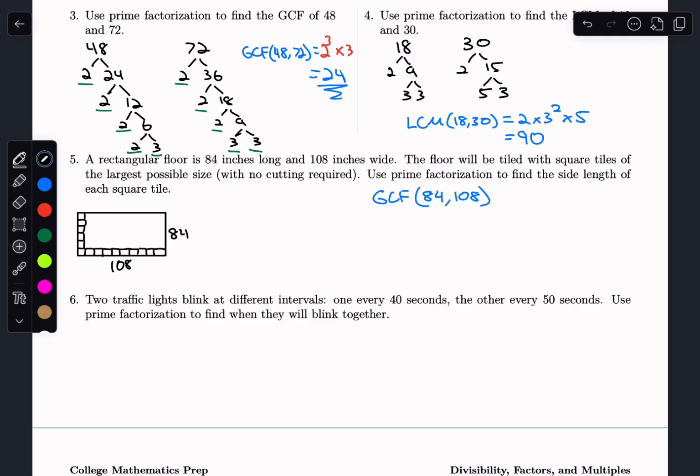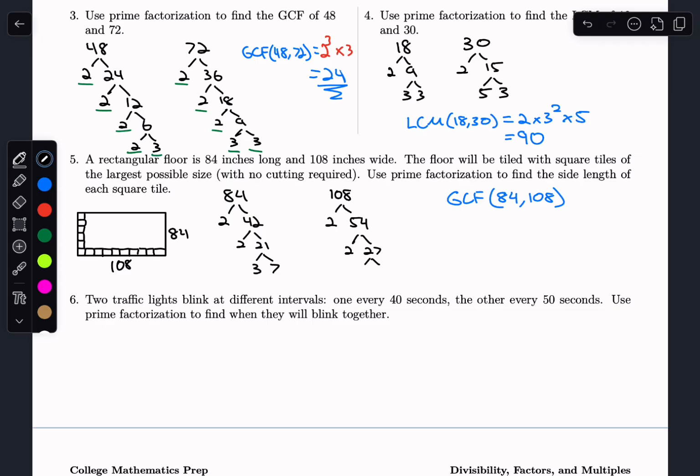So just like before, we are going to break down each of these numbers into prime factorization. We'll start with 84. 84 is 2 times 42. 42 is 2 times 21. And 21 is 3 times 7. If we do the same thing for 108, we have 2 times 54. 54 is 2 times 27. 27 is 3 times 9. And 9 is 3 times 3.